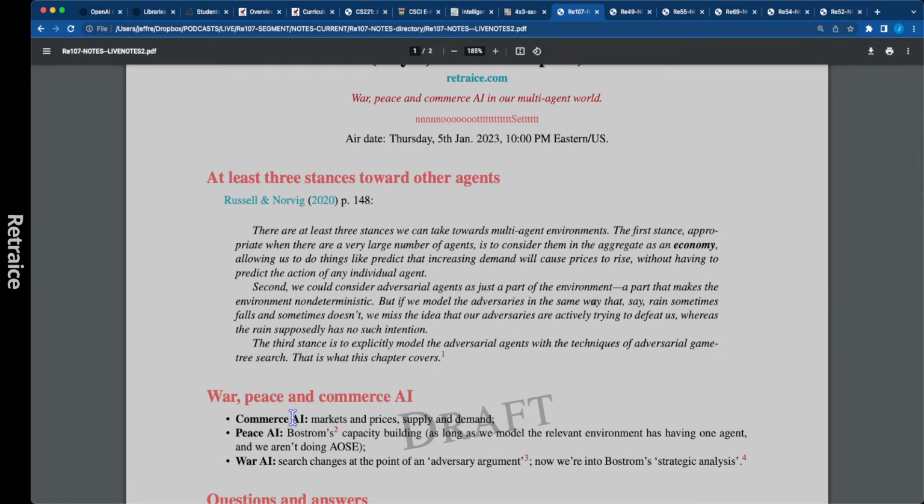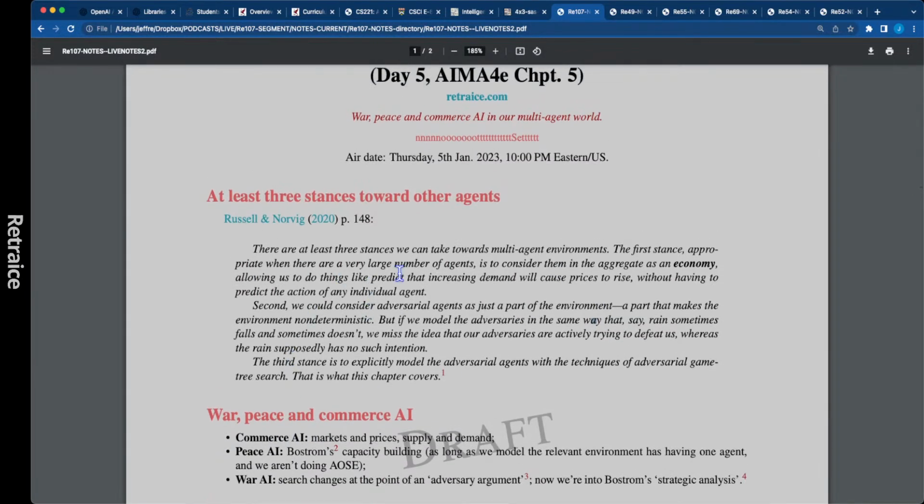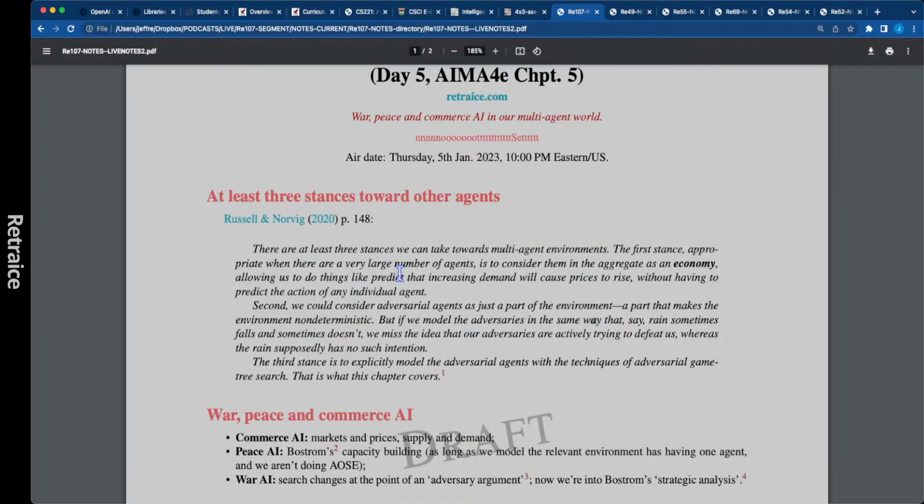So let's call commerce, and it corresponds to the third. They say there are at least 3, but these are the 3 stances they give toward multi-agent environments. And if you forget, multi-agent environments are just environments where your agent is not the only agent, okay? So let's call commerce AI when we model the environment as having too many agents to deal with individually, and so we can think about it the way we think about markets and economies. Markets and prices, supply and demand, that sort of thing.